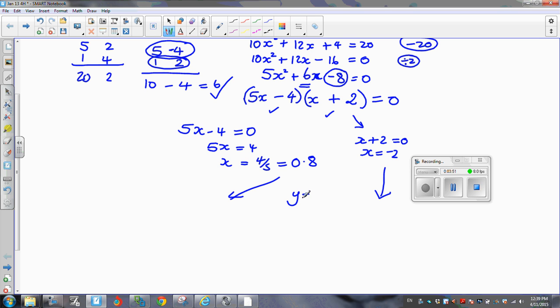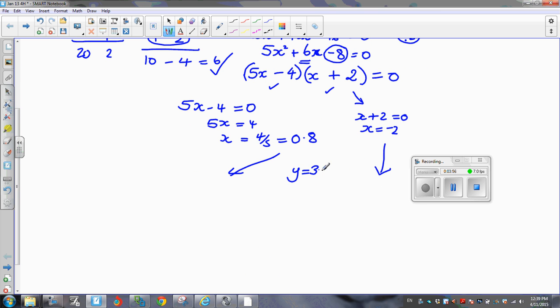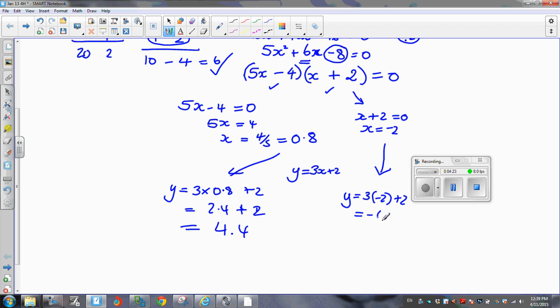And I'm going to use the original first equation, which was y equals 3x plus 2, much easier to use than the second one. So for the first one, y is going to be 3 times 0.8 plus 2. Well, that comes out as 2.4 plus 2, which is 4.4. And this one, when x is minus 2, y is going to be 3 times minus 2 plus 2, which is minus 6 plus 2, which is minus 4.